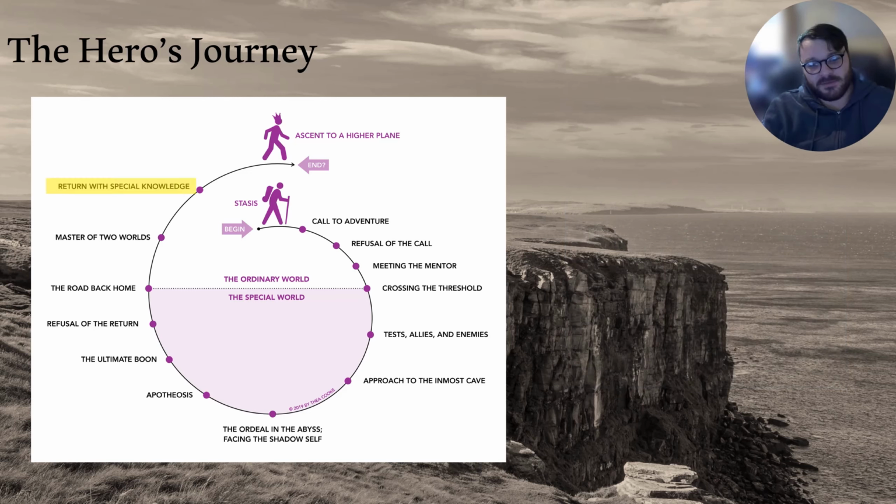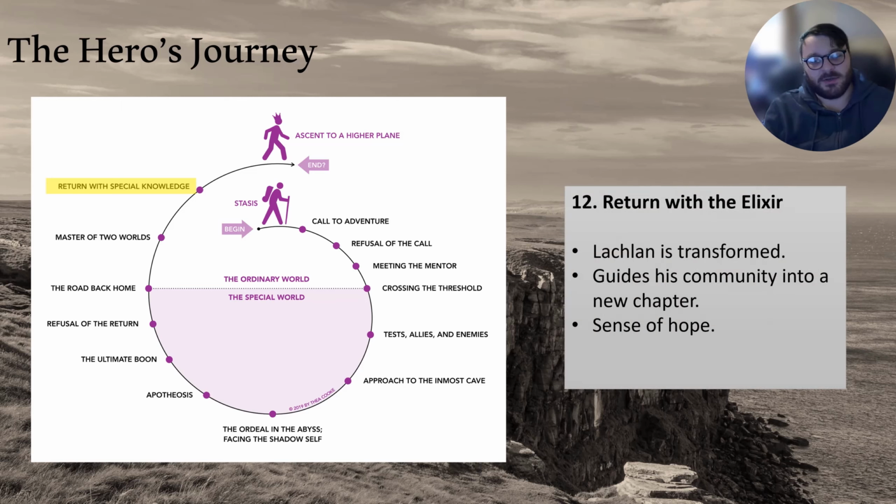And then step 12, the final step, which is the return with the elixir. So this is where Lachlan, he's transformed. He's no longer a simple crofter. He's been transformed into a leader, an emblematic leader, and he guides his community into a new chapter. Their story, the resilience, the spirit, they've become a beacon to others that are facing a similar situation, and they represent the hope and the enduring human spirit. So that's a rough outline of Heather and Stone.